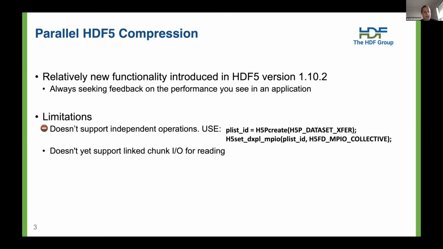So parallel compression in HDF5 is a relatively new function. It was introduced in 1.10.2, so it's relatively new compared to the other features in HDF5 that we've been talking about. And so we're always seeking feedback on the performance that you're seeing in your application for parallel compression, whether good or bad, both. Current limitations of parallel HDF5 compression are that it doesn't support independent operations, so when you create the data set, you have to use the collective calls, and it doesn't yet support linked chunked I/O for reading.